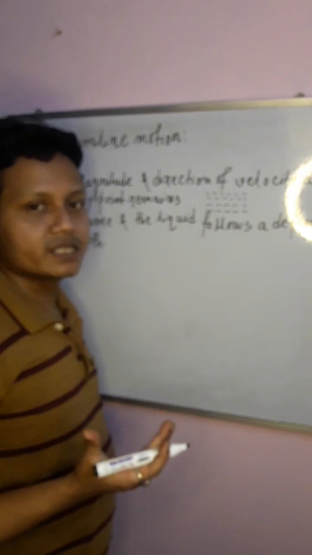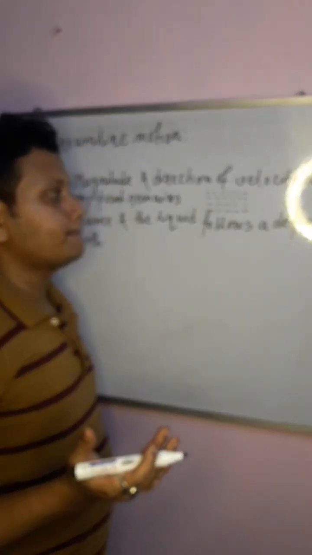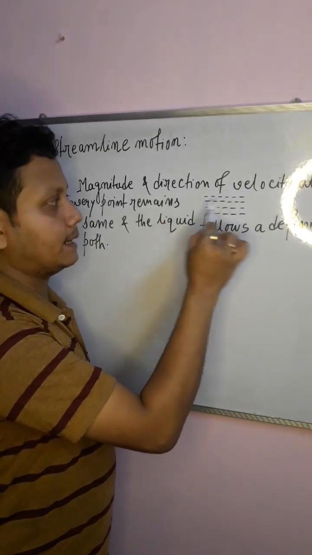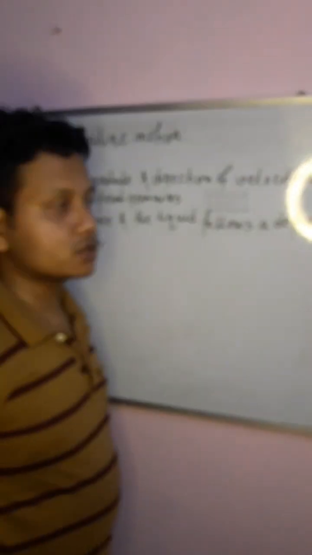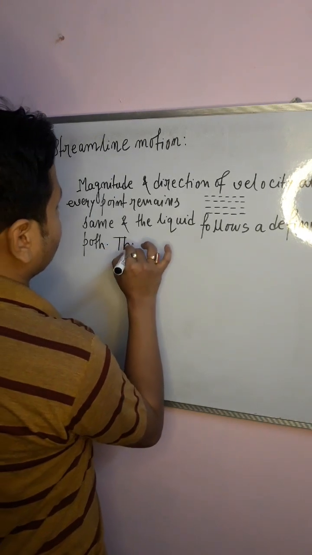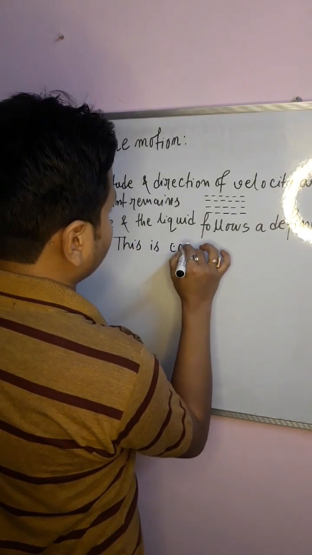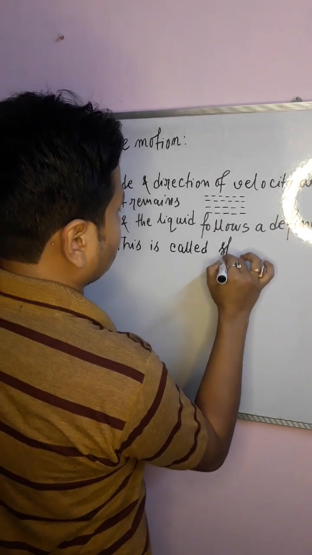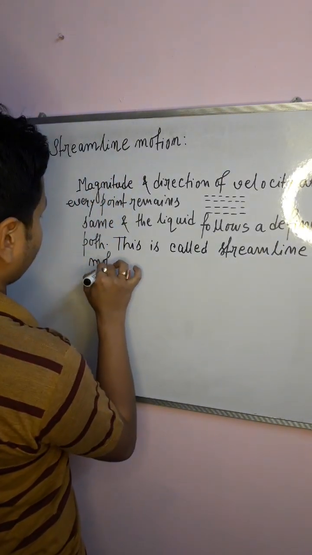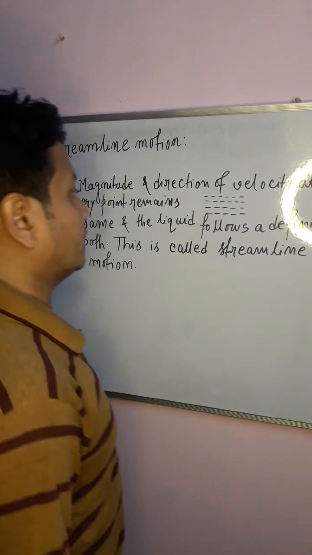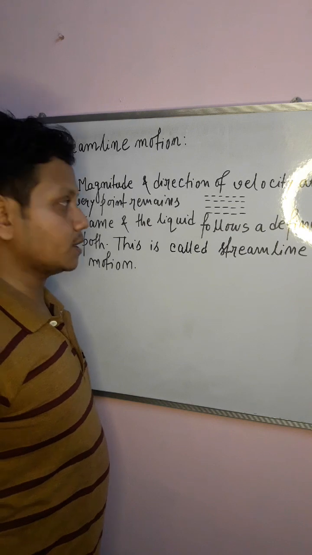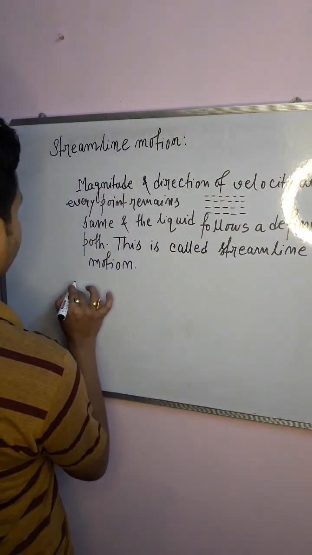That is, velocity will remain the same at every point. From this figure you can see that the liquid follows a definite and regular path. So this type of motion is known as the streamline motion. Now, what is turbulent motion?